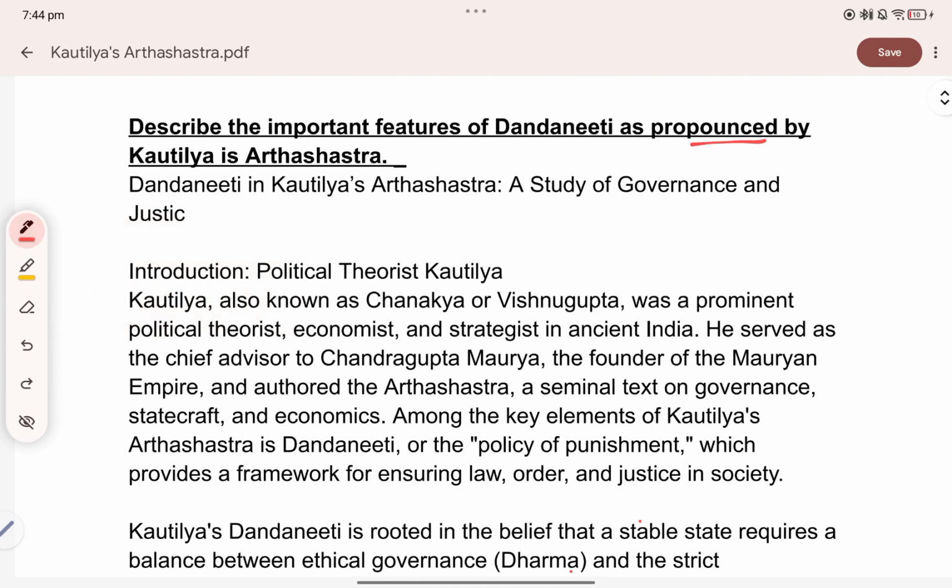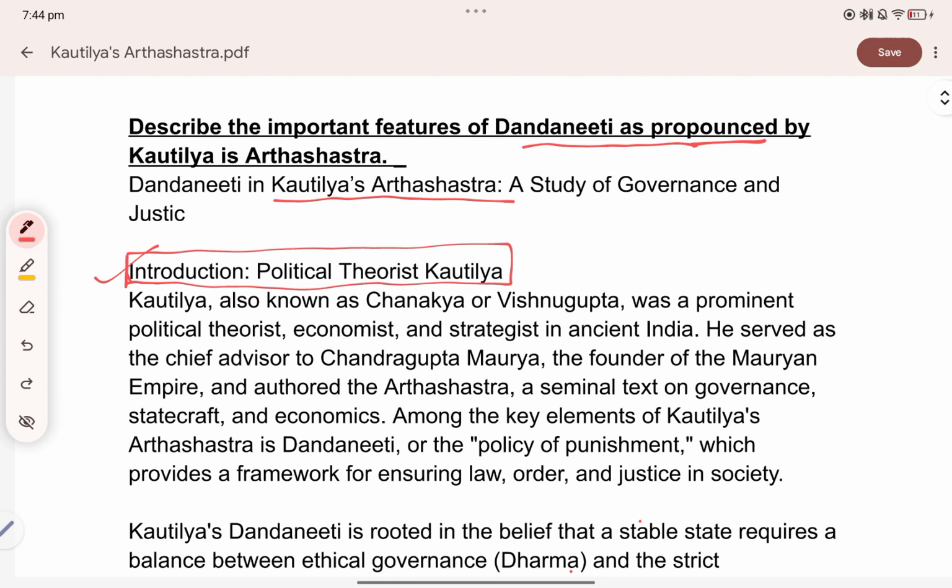So, the most important features of Dandaniti as propounded, or proposed, in Arthashastra. So, Dandaniti in Kautilya's Arthashastra, you need to begin by introduction. I want you all to write introduction as well as underline it, and don't think you have to use a black pen, a blue pen. You don't have that much time. So, just pick up one pen. I'll say go ahead with a blue pen and keep underlining freehand. You don't require any scale or something like that.